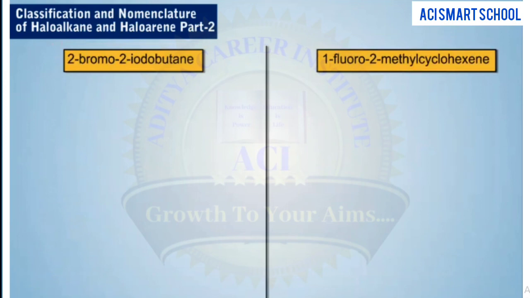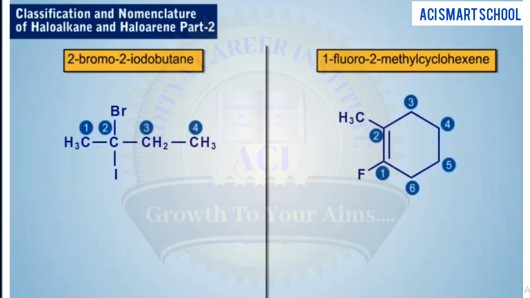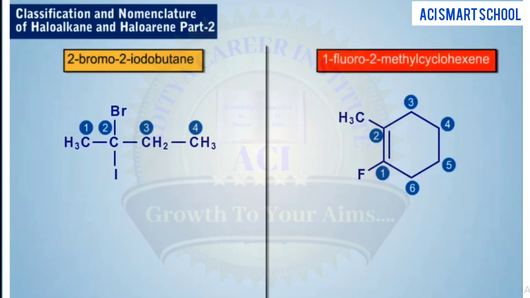Let's practice another important skill, that is, drawing structural formulae from names. It is best if you start with the end of the name, with the carbon backbone, and work forwards. Try them independently before checking the answers. The correct structural formulae are shown here for 2-bromo-2-iodobutane, and 1-fluoro-2-methylcyclohexane. Remember that if there is more than one substituent, they are listed alphabetically.